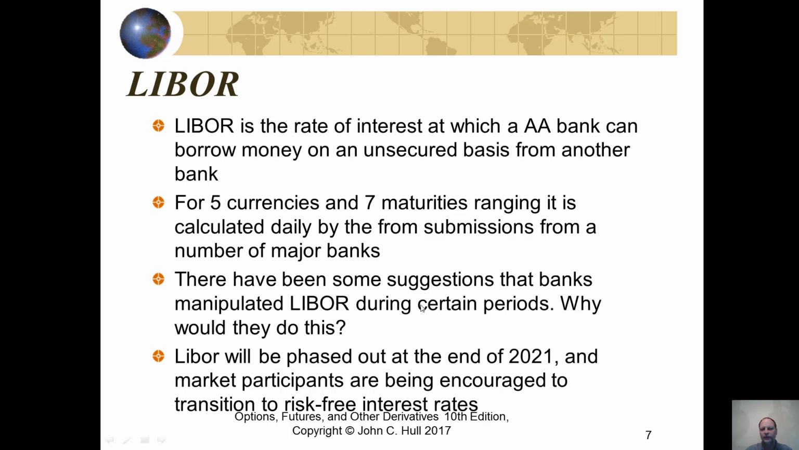There have been some suggestions in recent years that banks have been manipulating or incorrectly reporting LIBOR. They do have an incentive to do this since a lot of their profits are based on things like swaps, and swap values are strongly influenced by LIBOR. LIBOR is being phased out at the end of 2021, and market participants are being encouraged to transition to a different rate, a risk-free interest rate.